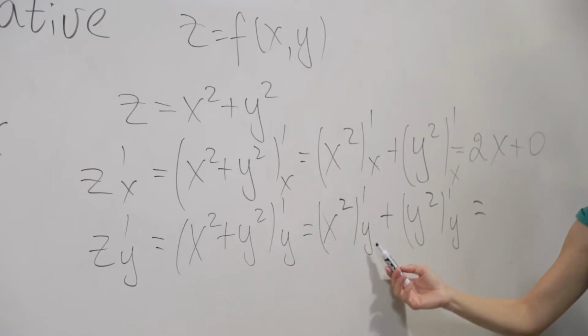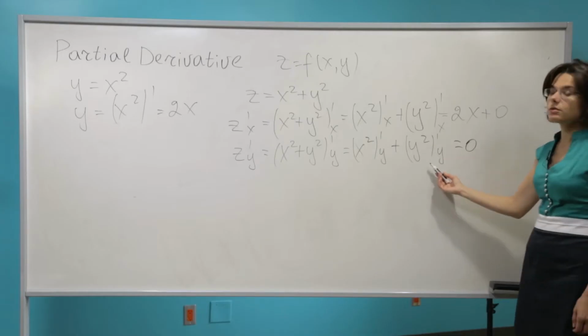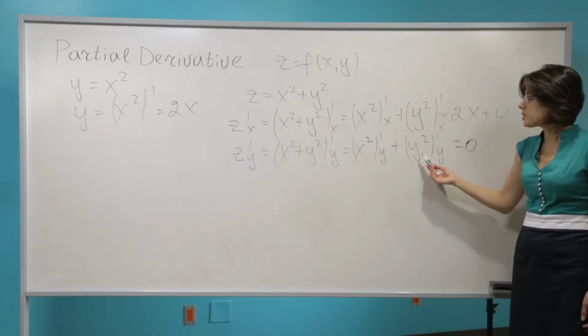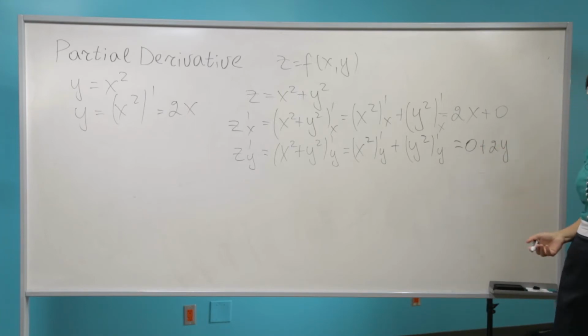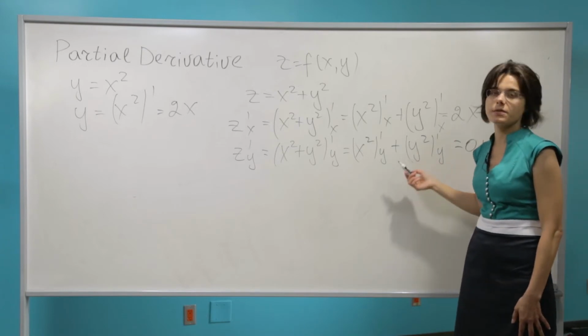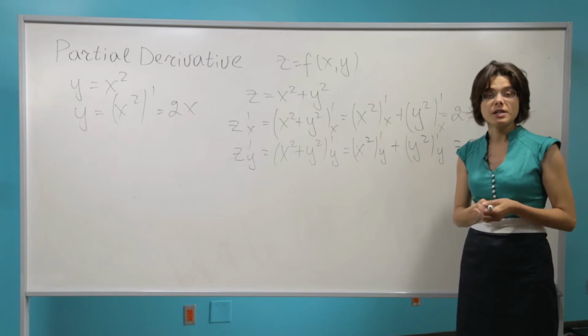So the derivative of x squared over y will give me 0. And the derivative of y squared, just using our formula, will be 2y. So the derivative of this function will be 2y. Now instead of one derivative, we obtain two derivatives. Each of them is a partial derivative over variable x and y, respectively.